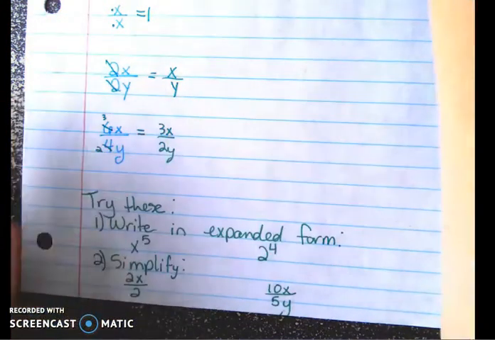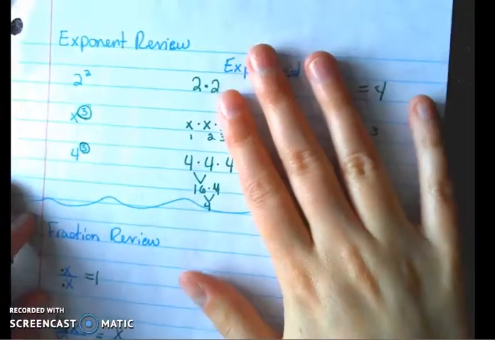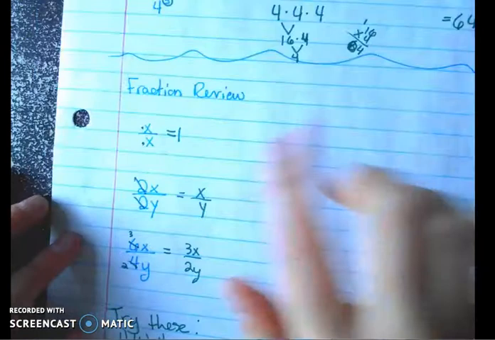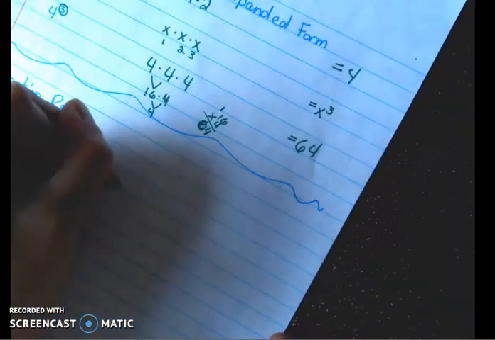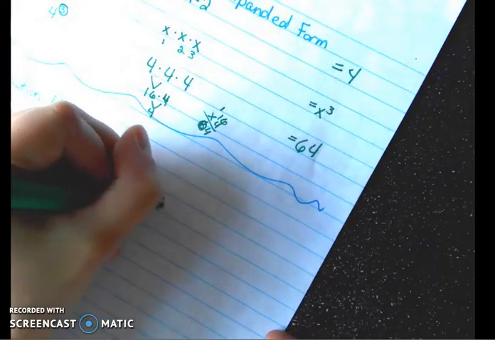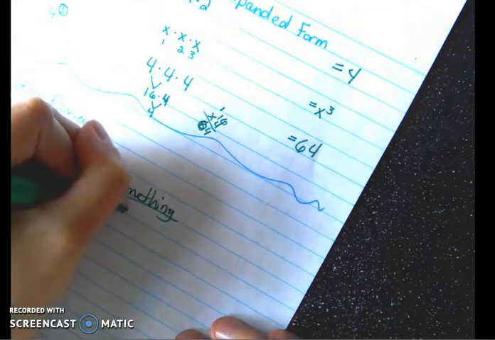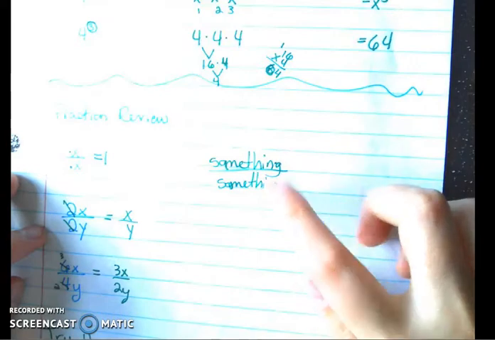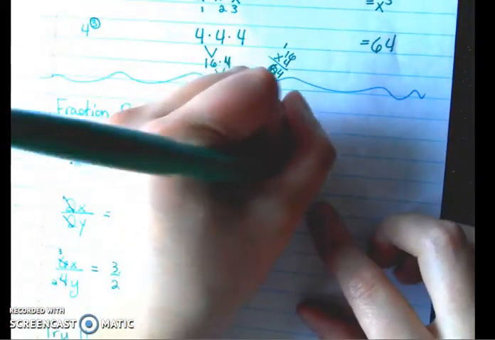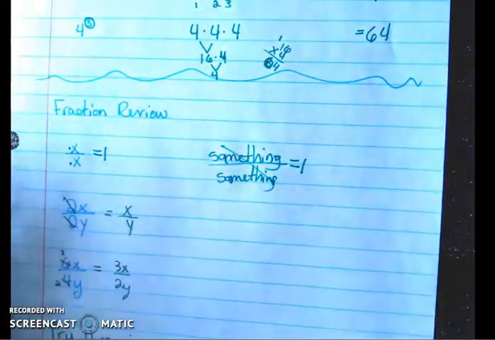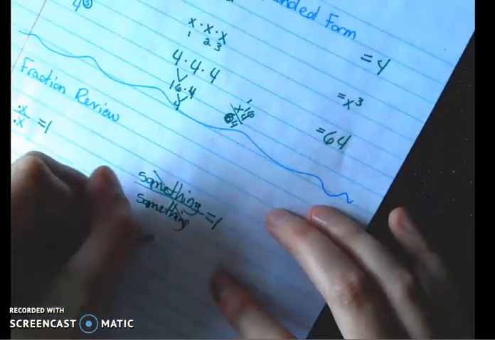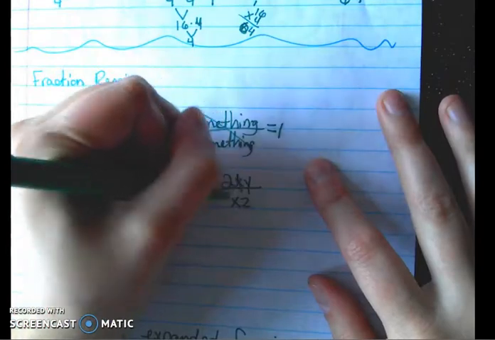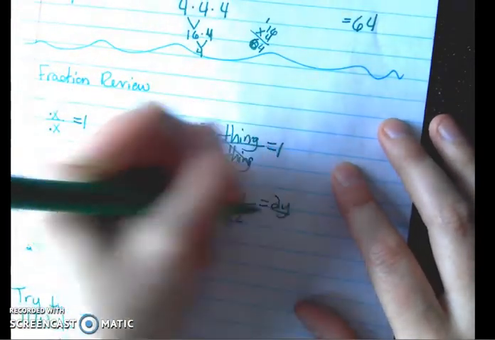Okay? So let's do a quick little recap of that. So expanded form is sort of the expansion. What does the exponent actually mean? Fractions review, if you have the same thing in the numerator and the same thing in the denominator, those cancel to 1. They divide to 1, so they basically cancel. Okay? So for example, if I had 2xy over xz, what would cancel there is my x and my x, so I'd just be left with 2y over z.